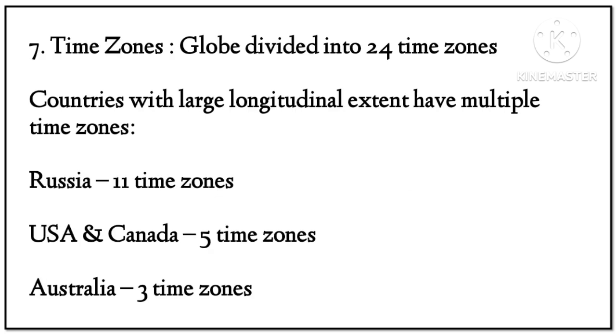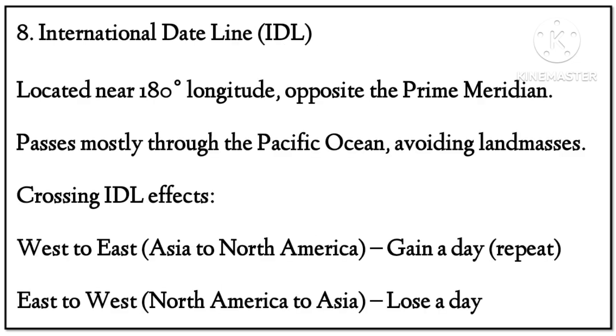Next slide. Time zones. The globe is divided into 24 time zones. Countries with a large longitudinal extent have multiple time zones. Russia has a maximum of 11 time zones. USA and Canada have 5 each. Australia has 3 time zones. Next slide.